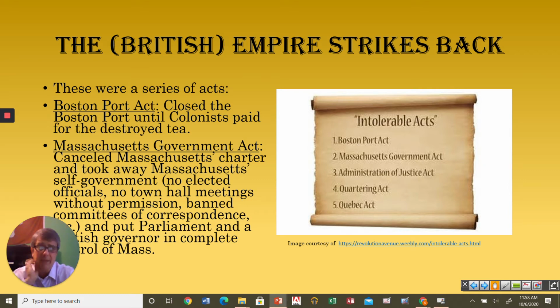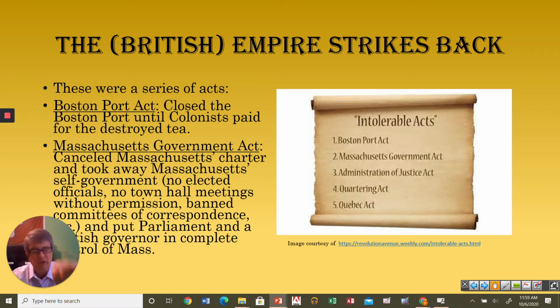And by the way, when we study the Declaration of Independence in probably a week and a half, and when we later study the Constitution and the Bill of Rights, probably closer to a month from now, remember all of these things that Parliament and the Crown are doing to the colonies that are making the colonies mad.